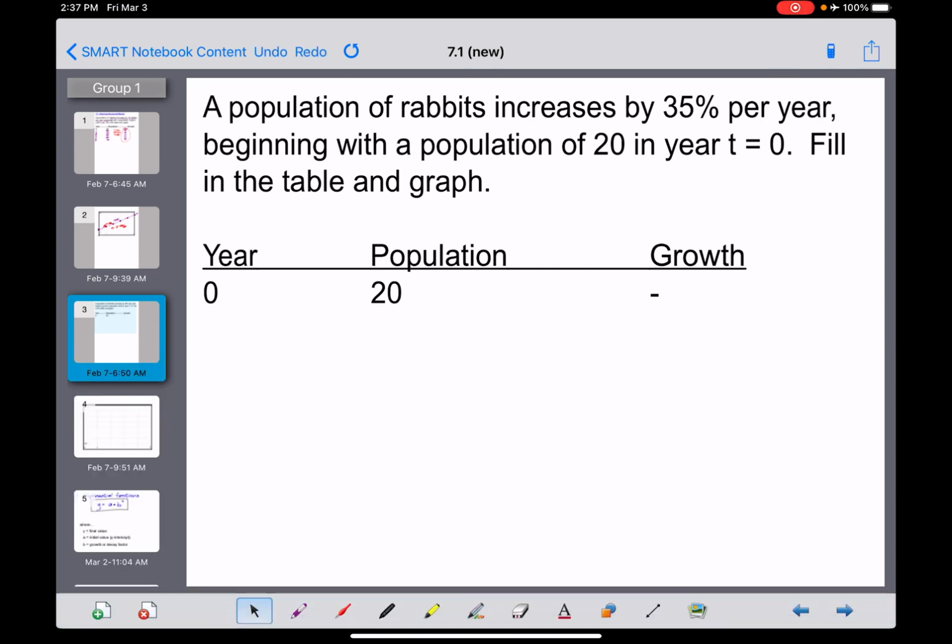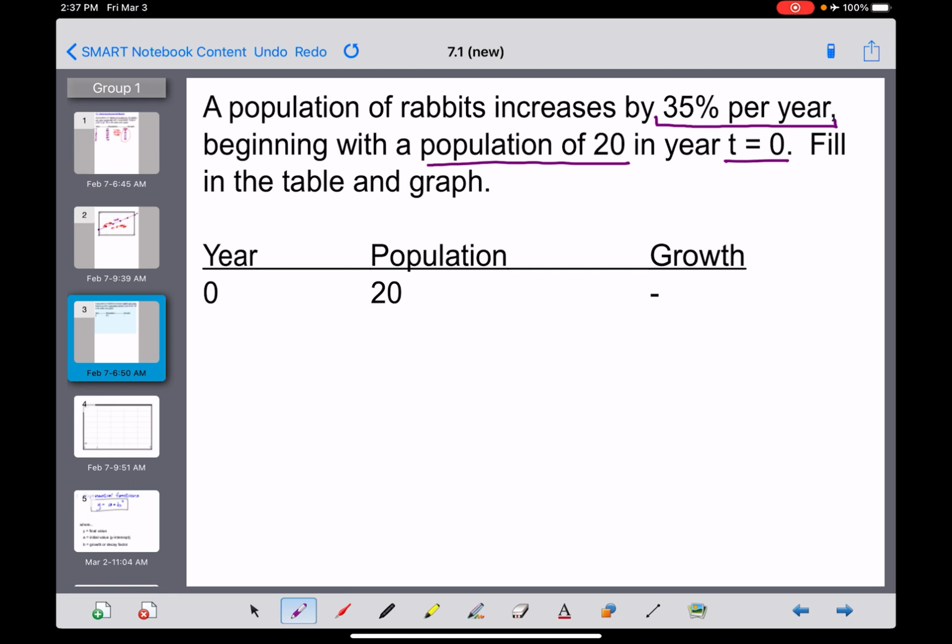Okay. So what's going on here now, guys? A population of rabbits is now increasing instead of by a set number, instead of by 10 rabbits per year, now we're increasing by a percentage, 35% per year. Okay, and again, we're still beginning with a population of 20 in year t equals 0. So let's fill in this table now and graph.